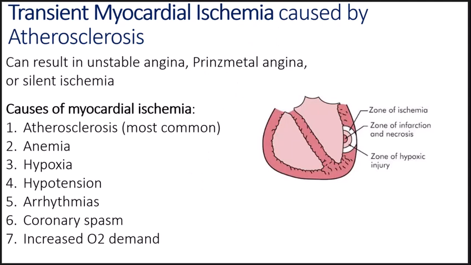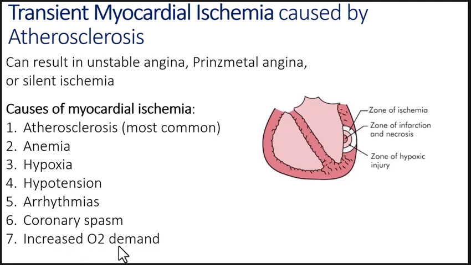Okay, so myocardial ischemia can also be caused by other factors. So we've talked about atherosclerosis, particularly looking at a type of myocardial ischemia that can come and go. There are also other potential causes of myocardial ischemia that can occur more consistently or transiently, and that includes anemia, hypoxia, hypotension, which is low blood pressure, arrhythmias, irregular heartbeats, coronary spasms, so this is where the arteries start to spasm, which reduces blood flow through them, as well as a sudden increase in demand.